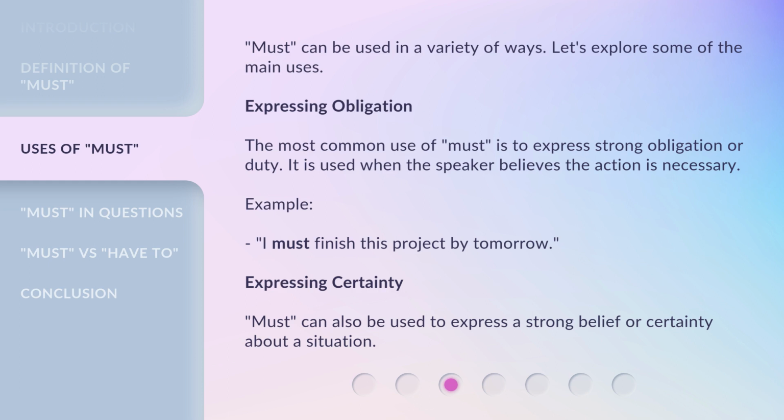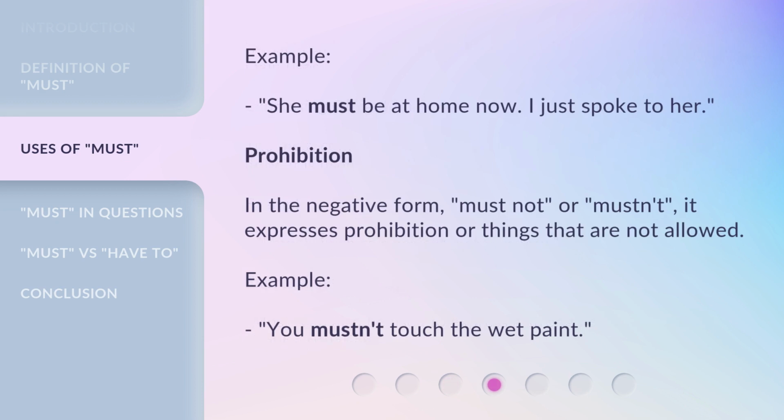Expressing certainty. Must can also be used to express a strong belief or certainty about a situation. Example: She must be at home now. I just spoke to her.